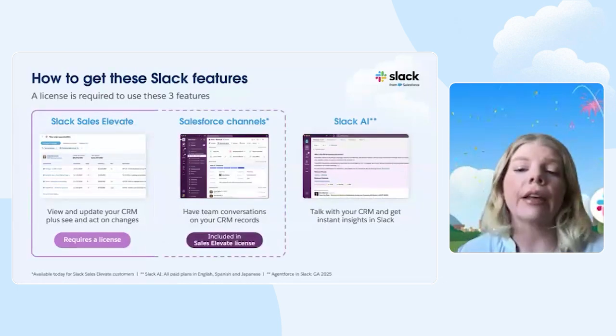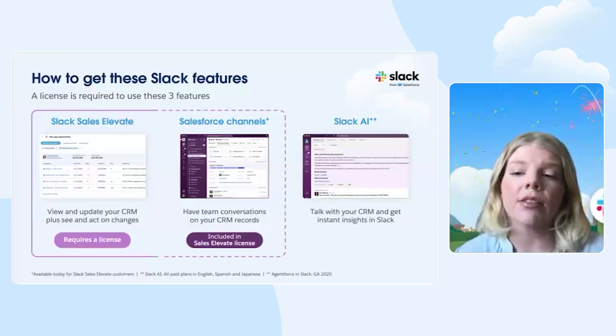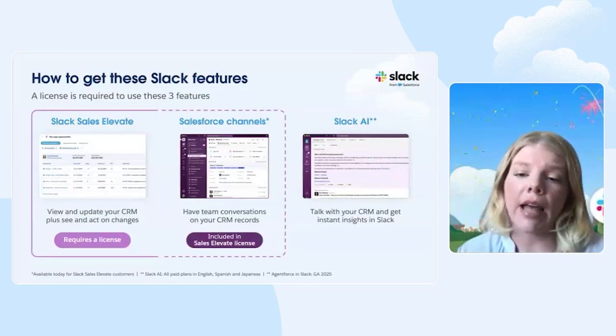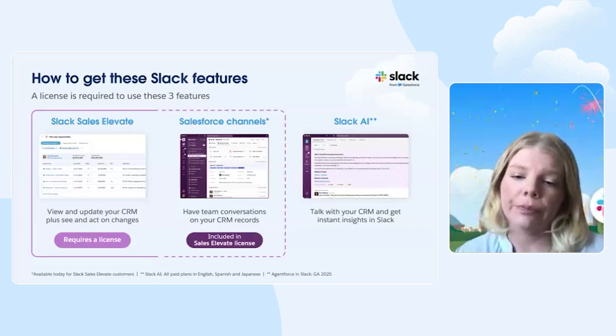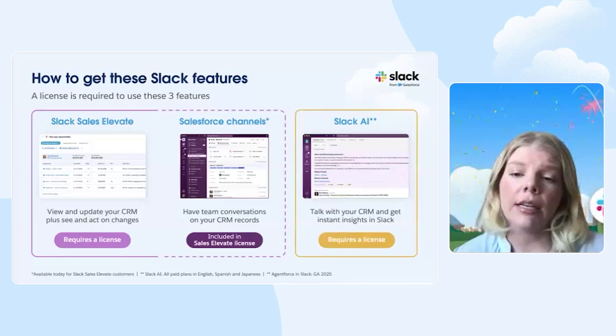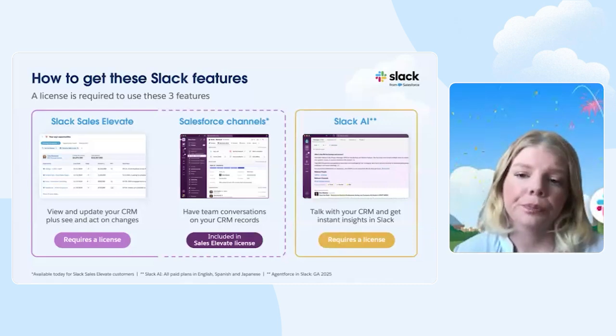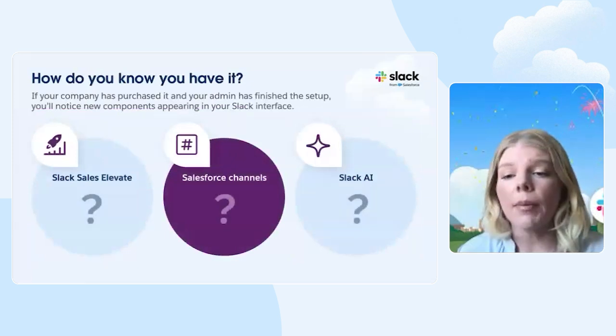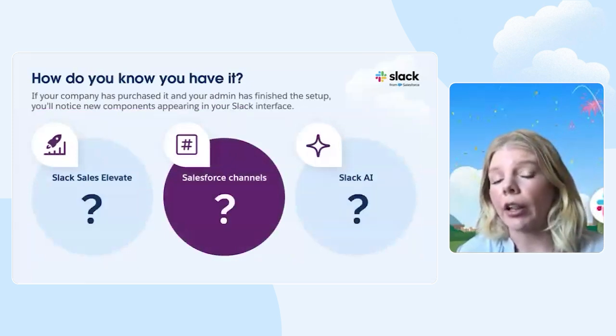Once you have a Sales Elevate license, you automatically get access to Salesforce channels. Salesforce channels are available today for Slack Elevate customers only. Finally, if you need Slack AI, that requires a separate license as well. Now, let's talk about how you know if these features are available to you.